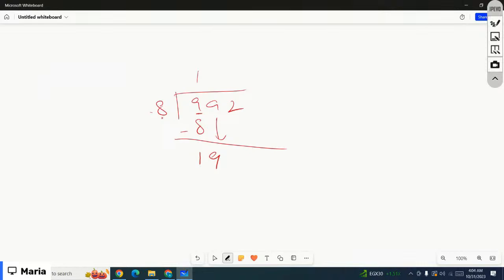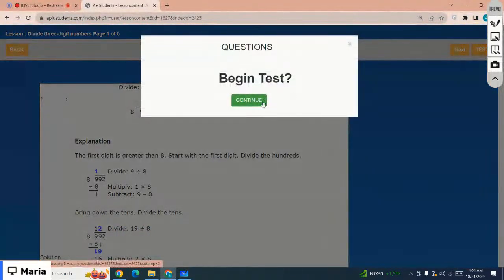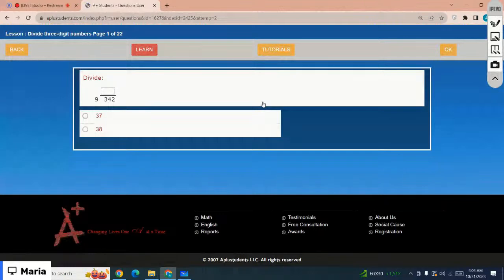8 times 3 is 24, so you can go for 8 times 2. 8 times 2 is 16. 19 take away 16 is 3. Now bring the next digit down. 8 times what number is 32? 8 times 4 is 32, so the correct option is 124. 124 times 8 is 992. So we can divide 3-digit numbers by using the long division method, right?